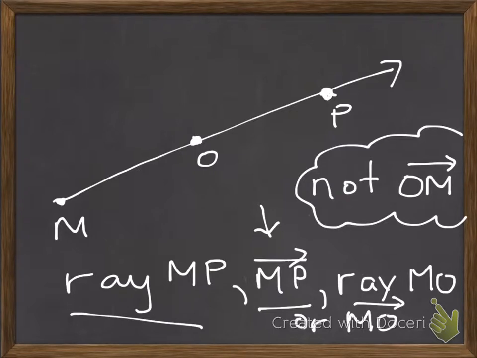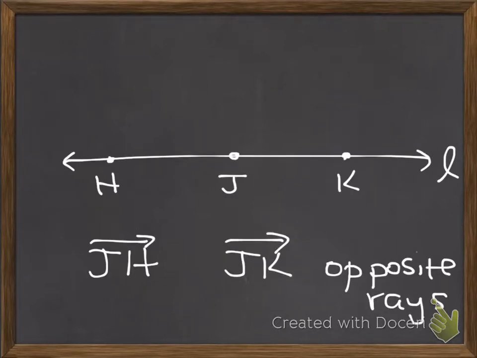But notice that I'm putting that you cannot do OM or ray OM because O is not the end point. So when you're labeling a ray, you have to include the end point as your first letter. The end point in this case is M. Here is just a picture of two opposite rays, meaning they're going in infinite directions, the opposite directions. So you have JH, which would be going this way, and JK, which would be going this way. So those are considered opposite rays.